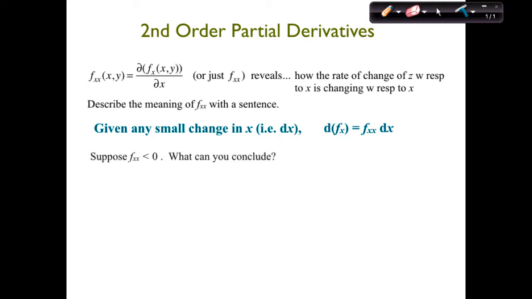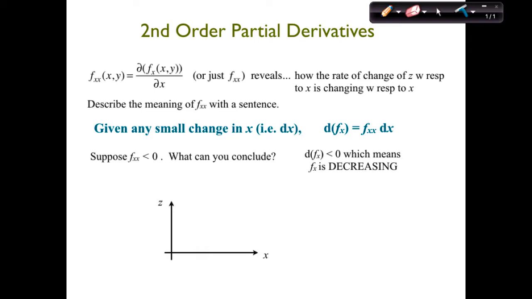Okay? Now, what about fxx less than 0? What can you conclude about changes? That means changes in the partial derivative are less than 0. And if changes in the first partial with respect to x are less than 0, then we can say that the first partial is decreasing, right? Well, this is the rate of change is decreasing. The rate of change is decreasing. That's what it means for the second partial to be less than 0.